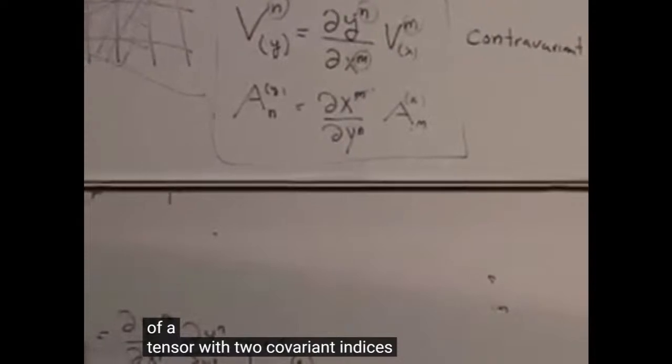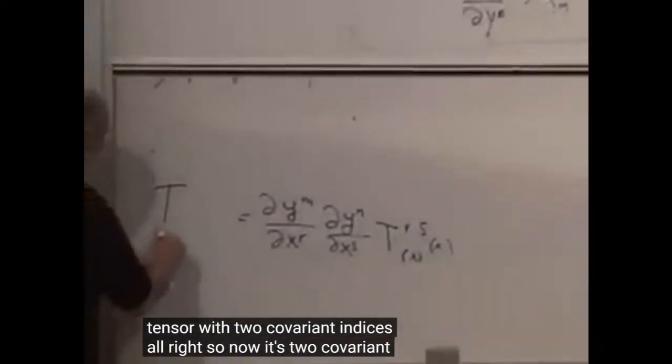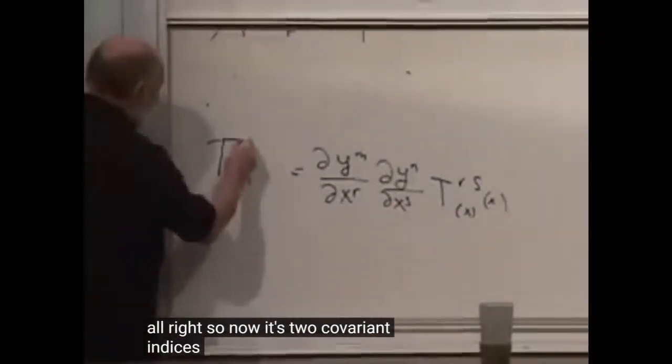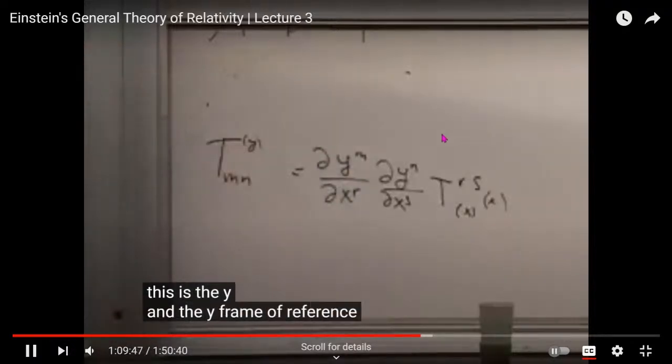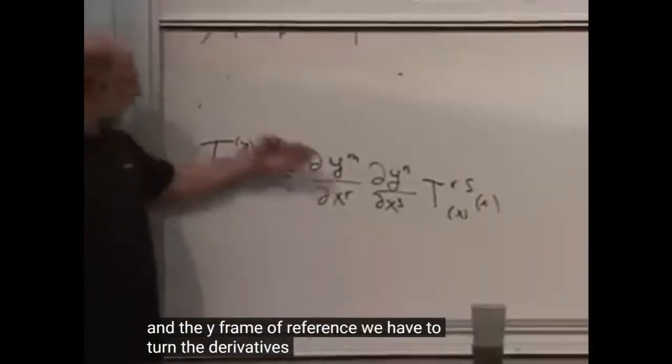So just now it's two covariant indices. This is the y. In the y frame of reference, we have to turn the derivatives upside down.